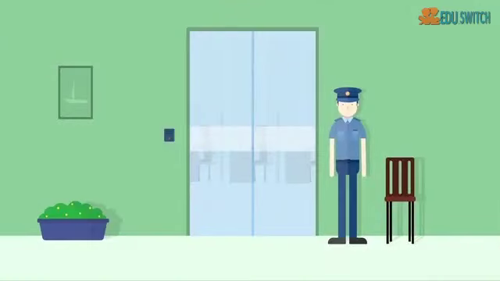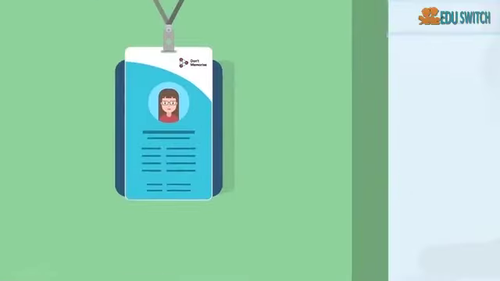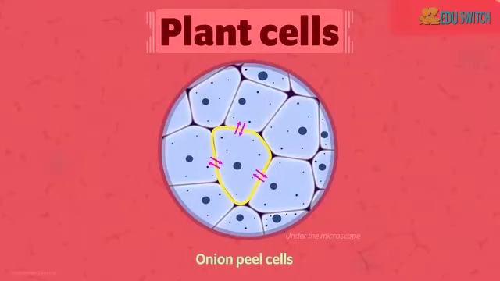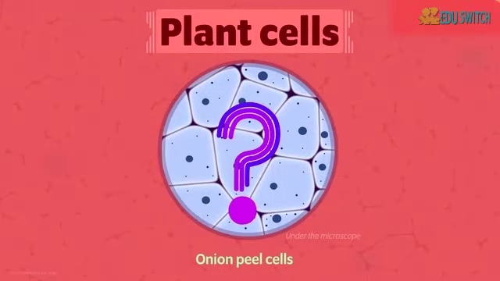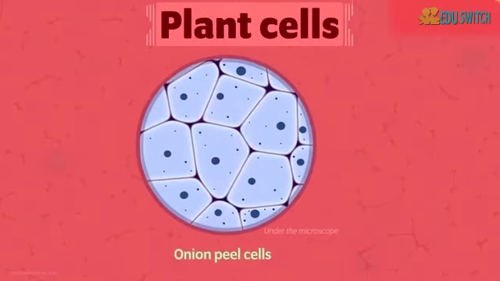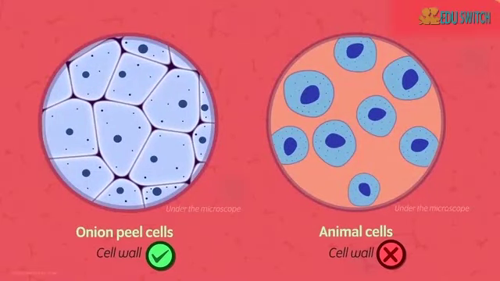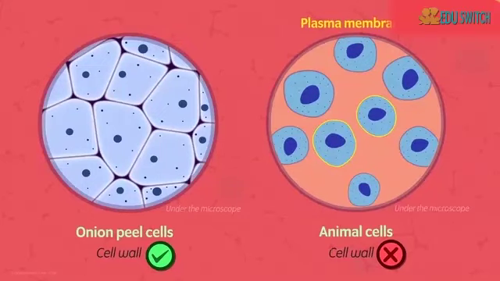Just like a guard standing at the office door who allows only members with the identity cards to enter and exit, the plasma membrane also allows only specific materials to move across. Do you think all cells have cell walls? Well, the answer is a no. That's because animal cells do not have cell walls. An animal cell only has the plasma membrane and not the cell wall.